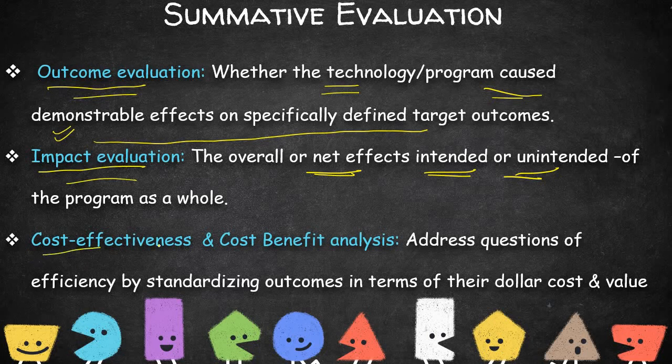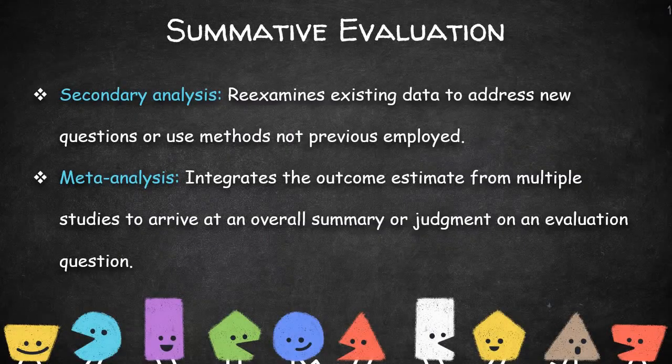And finally your cost effectiveness and cost benefit analysis, where you are trying to address the questions of efficiency. You are talking more in terms of standardized outcomes. So precisely to speak about dollar cost and value, that is to do with the cost effectiveness and cost benefit analysis. There are two more things to be discussed under summative evaluation.